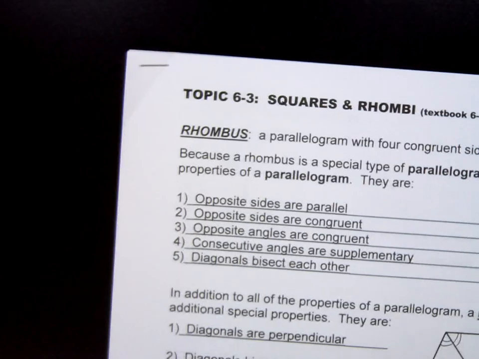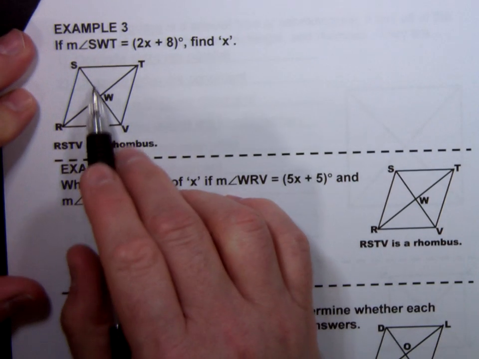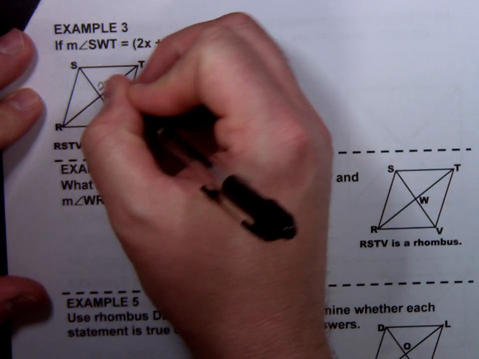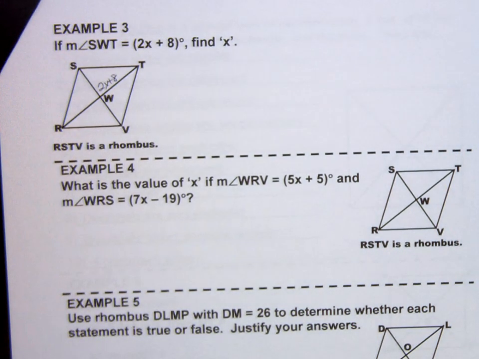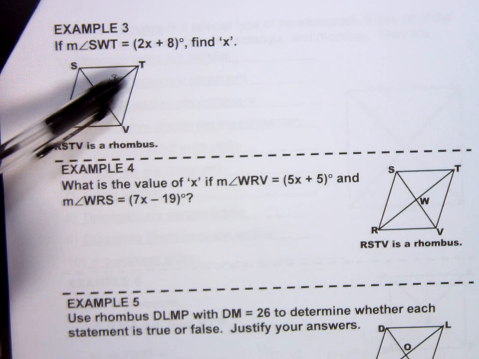Alright, let's turn the page. Example 3. If the measure of angle SWT is 2x plus 8, find x. Well, notice that that's one of the angles created by the 2 diagonals, SWT. It's created by the 2 diagonals.